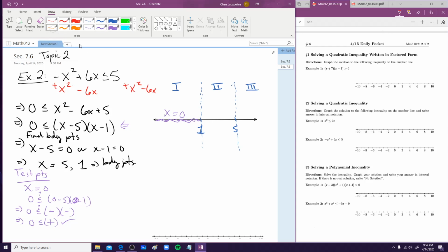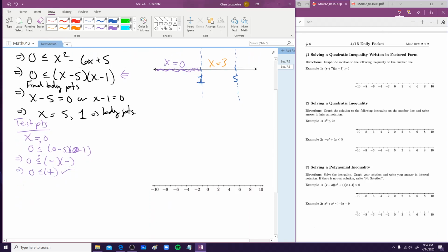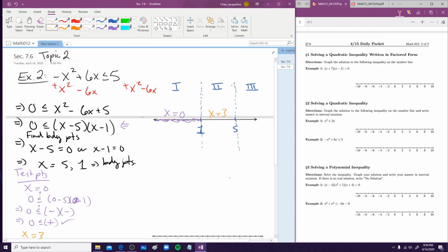For the second one, we need to pick a number between 1 and 5. I'll pick 3. Okay. So when we do that, we have x is equal to 3. So then we're going to ask, is 0 less than or equal to (3 minus 5)(3 minus 1)? When we do that, 3 minus 5 gives us a negative number. 3 minus 1 will give us a positive number. Positive times a negative is a negative. Is 0 less than or equal to a negative number? No, it is not. Okay, so what does that tell us about interval 2? Interval 2 is not a part of our solution.